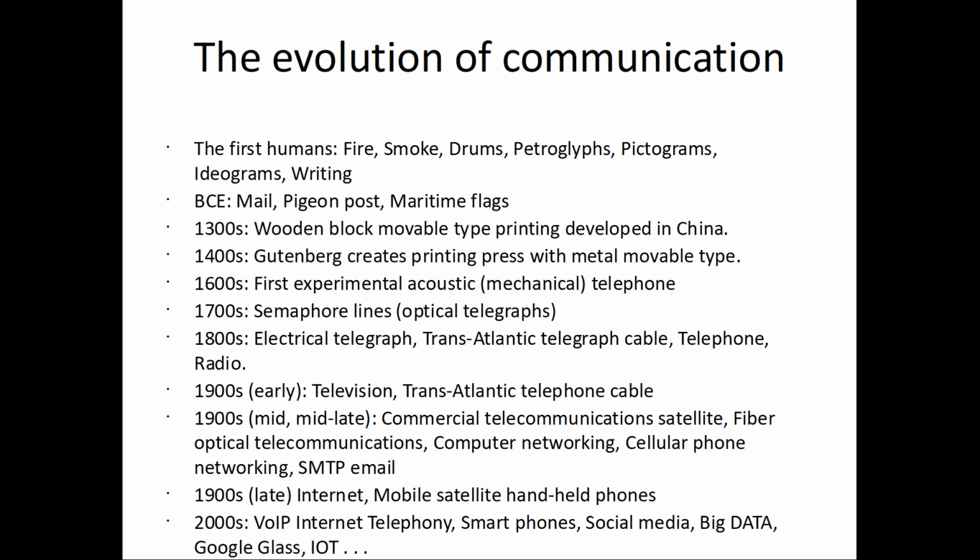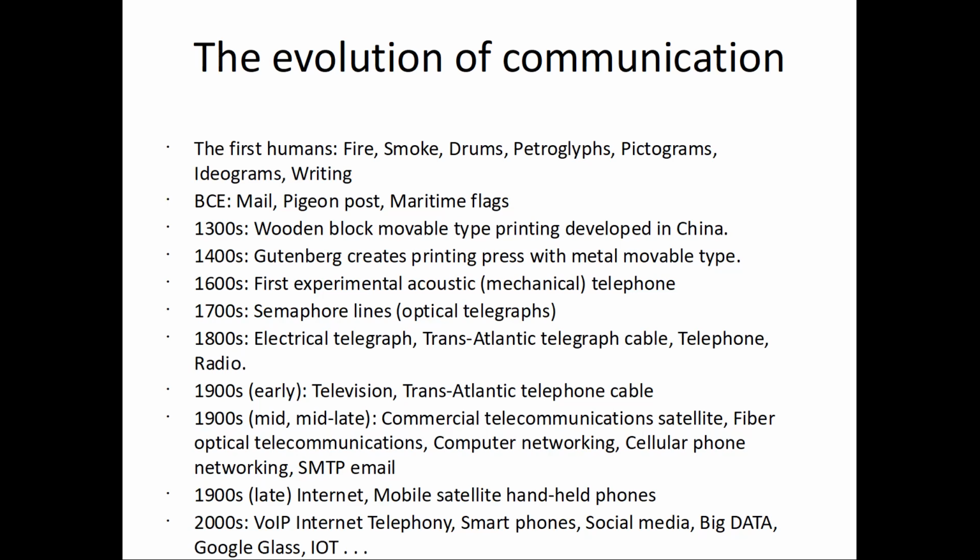By the 1300s, wooden blocks of movable text printing were developed in China. We had Gutenberg creating printing presses. We had the first experimental acoustic mechanical telephone. We had optical telegraph in the 1700s, electrical telegraph in the 1800s. Television started to show up in the early 1900s. By the mid-1900s, we had commercial telecommunication satellites. By the late 1900s, we had the internet, mobile, satellite, handheld phones. In the 2000s, we had voice over internet protocol, smartphones, big data, Google Glass, the Internet of Things.